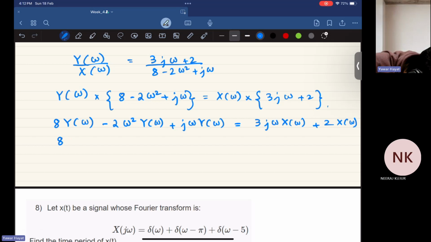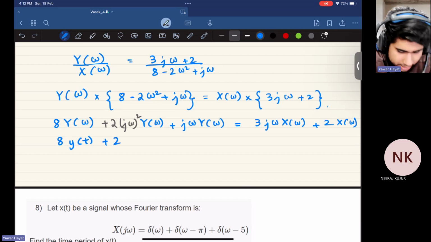This would be 8 times. I'm using inverse Fourier transform throughout. This would be 8 y of t. I can write this in this step itself, that this is plus 2 j omega square, so that you don't get confused.